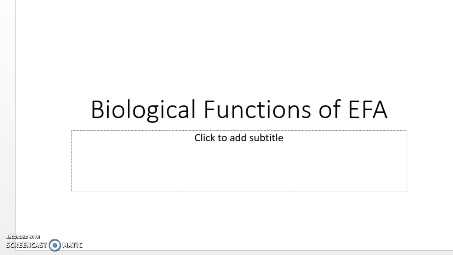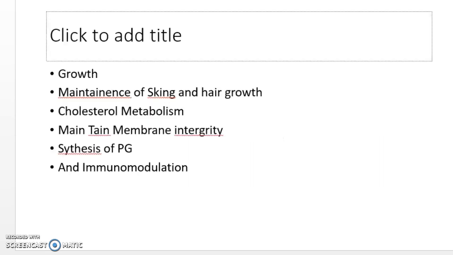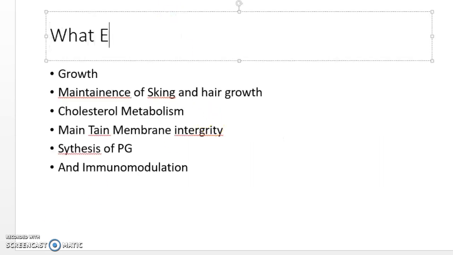So guys, in today's video, we're going to be talking about the biological functions of essential fatty acids. So essentially, what are essential fatty acids? Well, these are acids which cannot be attained from our body. They're going to be obtained, as we know, from the diet.